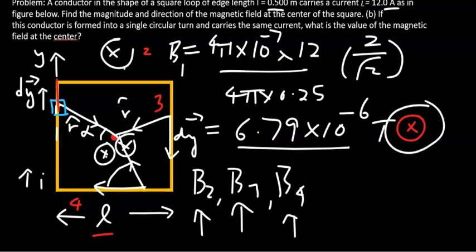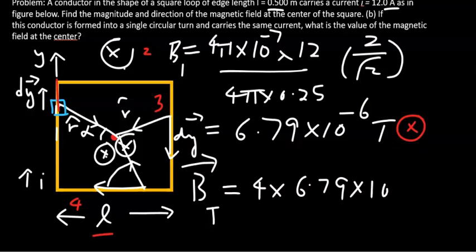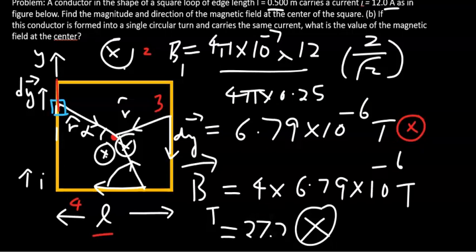So they reinforce at the center. So the final answer, B total, is 4 times 6.79 times 10 to the power minus 6 Tesla. The direction is into the board. So the answer is the net magnetic field in the middle or the center of the loop is about 27.2 micro Tesla, and the direction is into the plane.